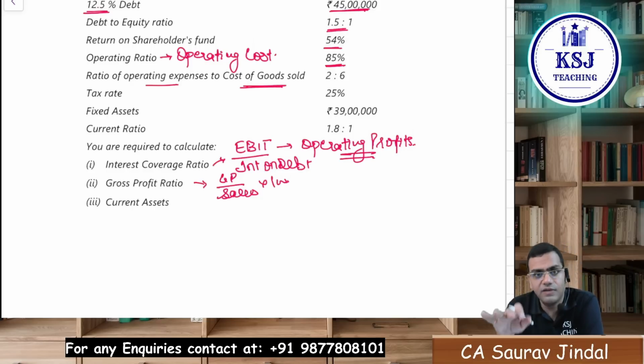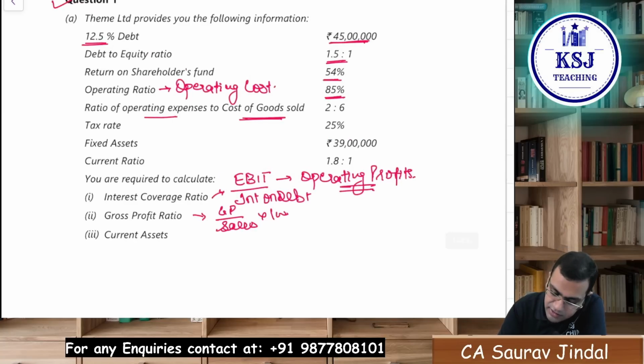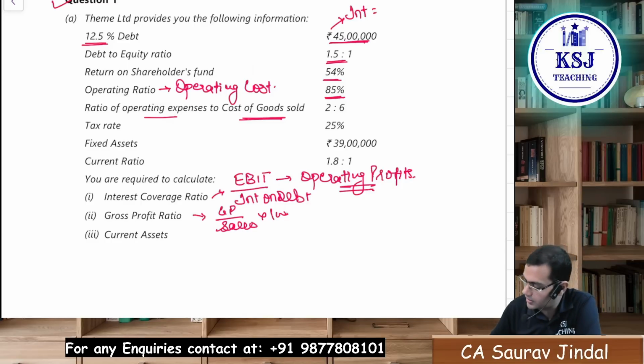Can you start with the fixed assets? Do you have any ratio in which you can start with the fixed assets? No. That means we will have to start with the debt. Now, what is the interest on this debt? What is the interest amount? That is 45 lakhs at 12.5%. That comes to 5 lakh 62,500. This is the interest amount.